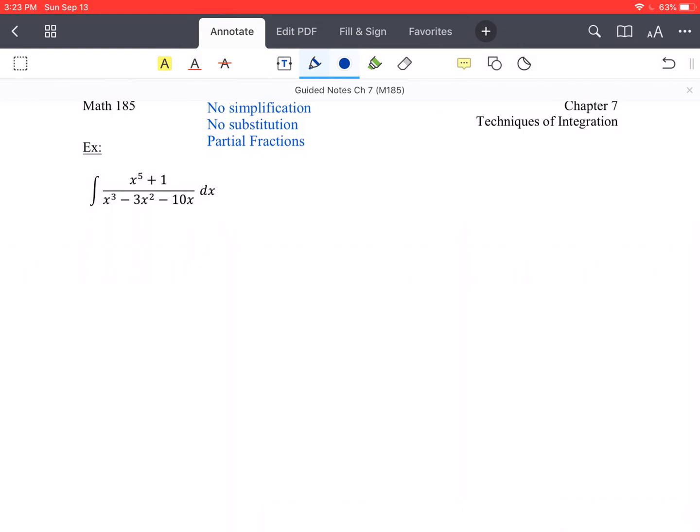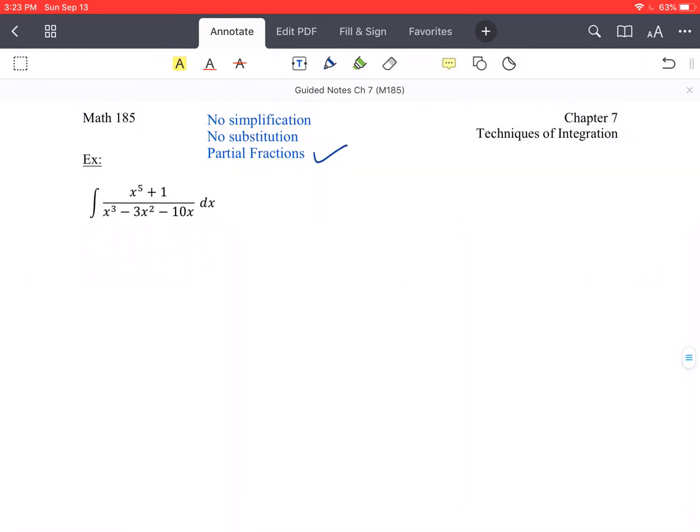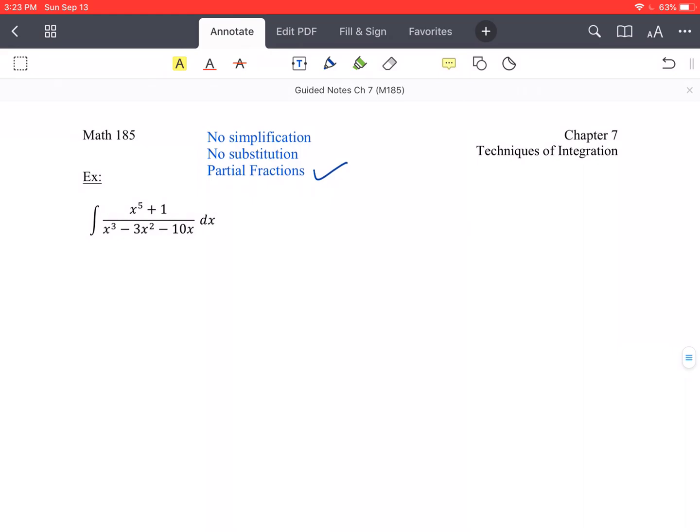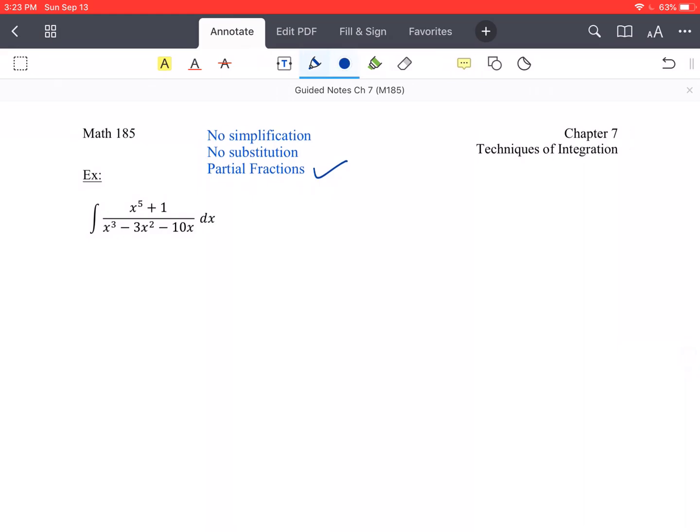Okay, so I'm going to just put a little check there. So this one does fit the profile of an example with partial fractions. The only thing we need to do first is take into account the degree. So we do need to do some long division here.